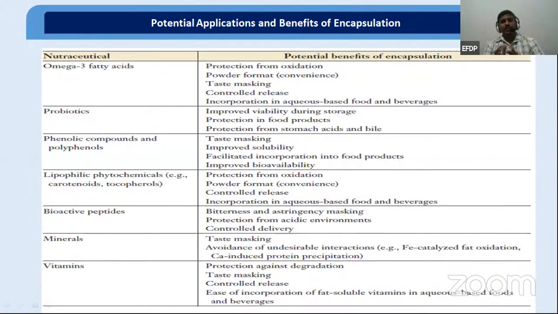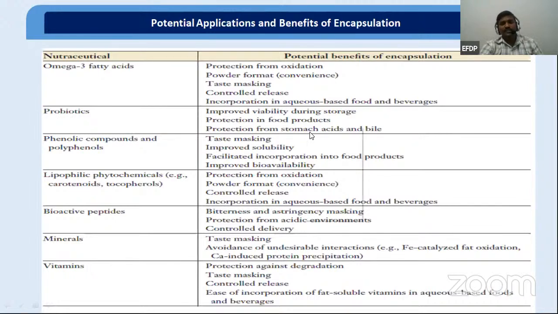So which are the encapsulation benefits? I have taken some examples, the omega-3 fatty acid. Why is encapsulation, or controlled delivery, required? Because it gives protection from oxidation, a powder format, and an aqueous base required for food and beverages. Then for probiotics, protection of the food product and viability during storage are required. Phenolic compounds need taste masking because they have a little bit of bitter taste, and also improved bioavailability. For bioactive peptides, bitterness and astringency masking is required. So for all the ingredients we select for the nutraceutical, we have to encapsulate them, or use the various methodologies we discussed, so that a fruitful product can come out of it.